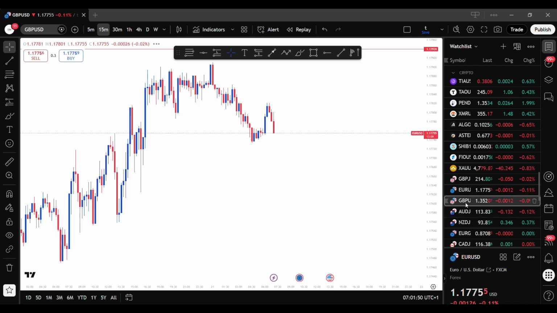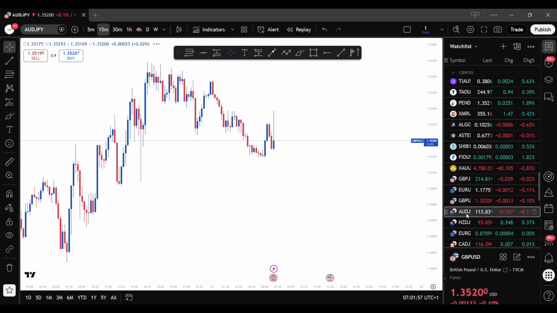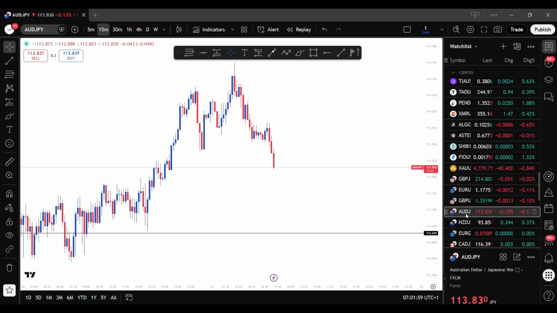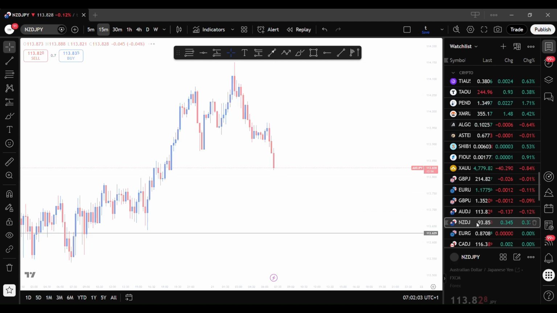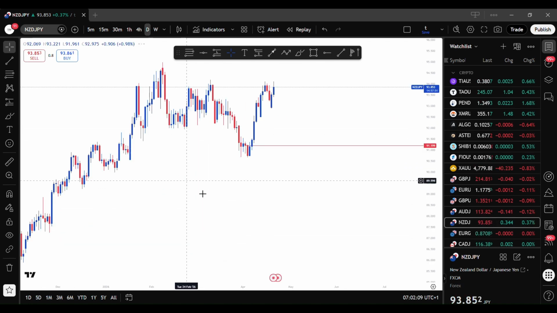So on Euro USD, there is no analysis yet. On GBP USD, there is nothing for now. On AUD JPY, there is nothing for now. NZD JPY as well. Okay, on the NZD JPY, let's check the daily time frame.